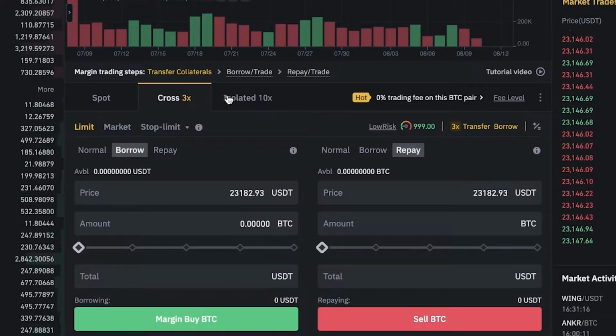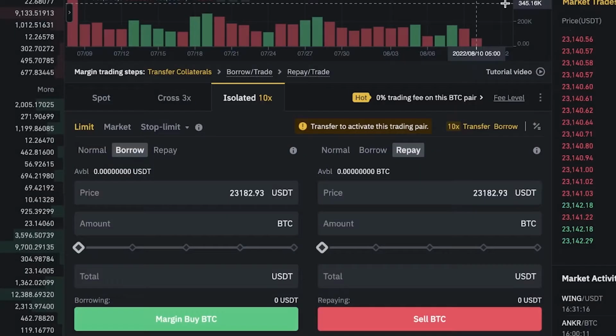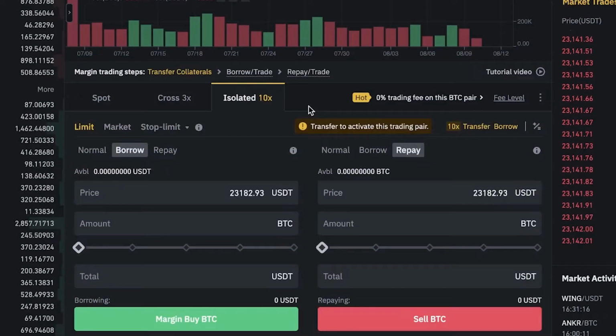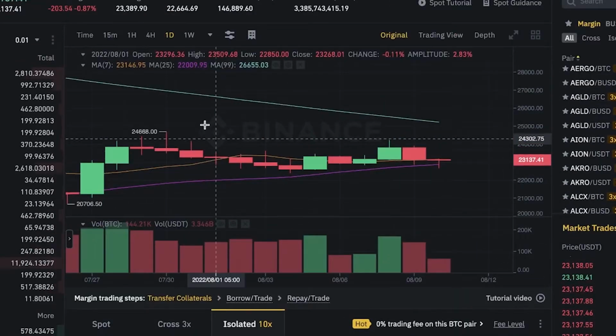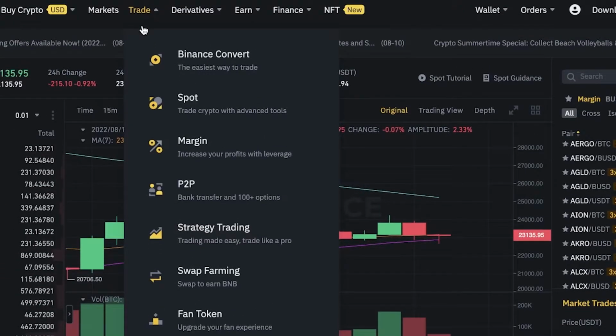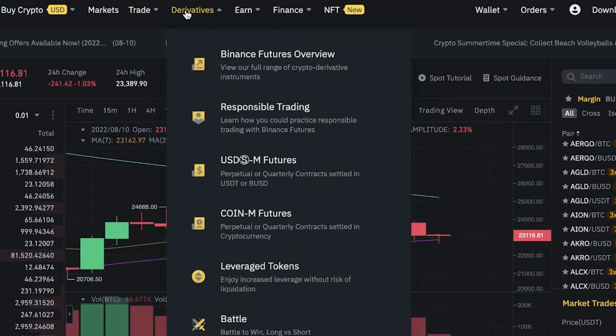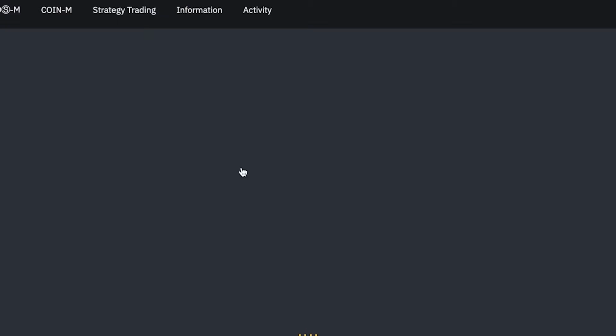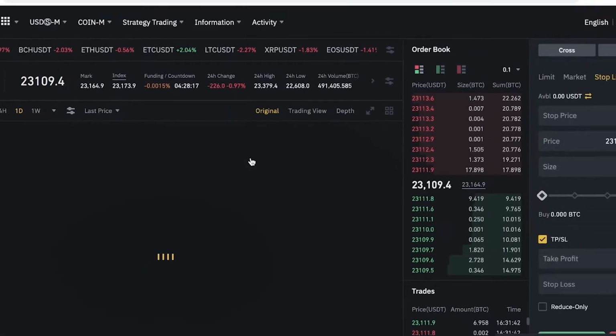And you can do this cross 3x or isolated 3x. Now, this is going to be high risk and I wouldn't recommend it. Instead of isolated 3x, I would recommend that you go on ahead into your Binance trading section, and we're going to go into the second most popular way to trade Bitcoin, which is futures trading. So what you're going to do is go into derivatives on the top, and then click on USDM futures. And this would open up the futures trading chart on Binance.